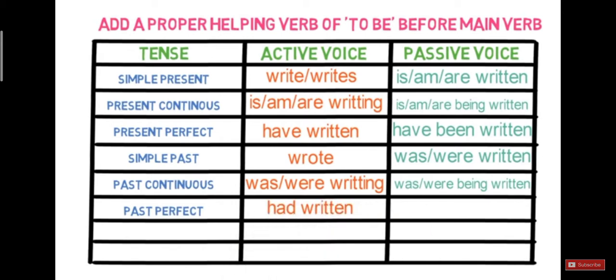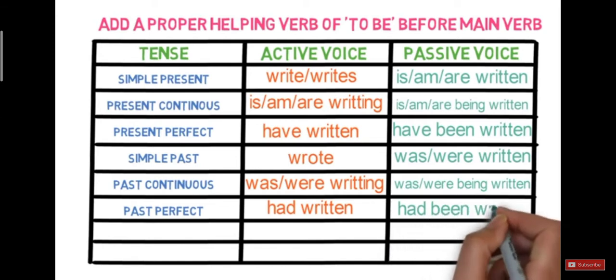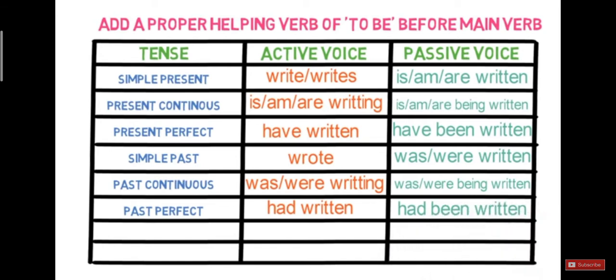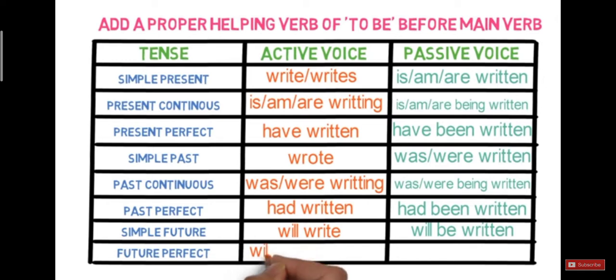Had written, had been written. Same thing, instead of have, here had is there. So we just need to understand that it takes a different form. Will write, will be written. B-E-B will be written. Future perfect, will have written, will have been written.